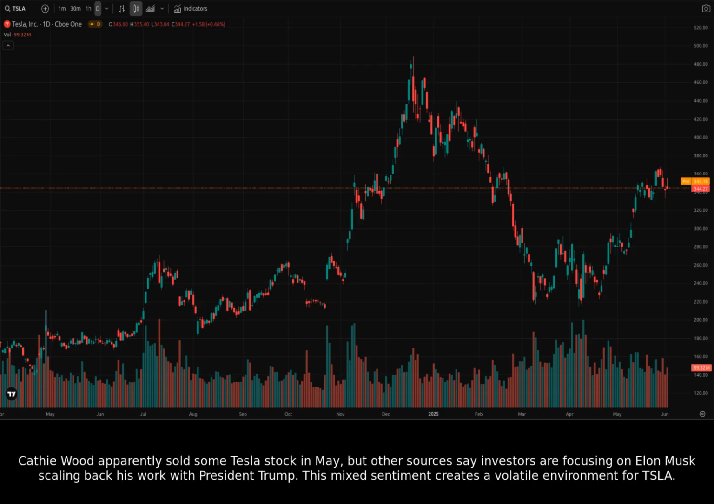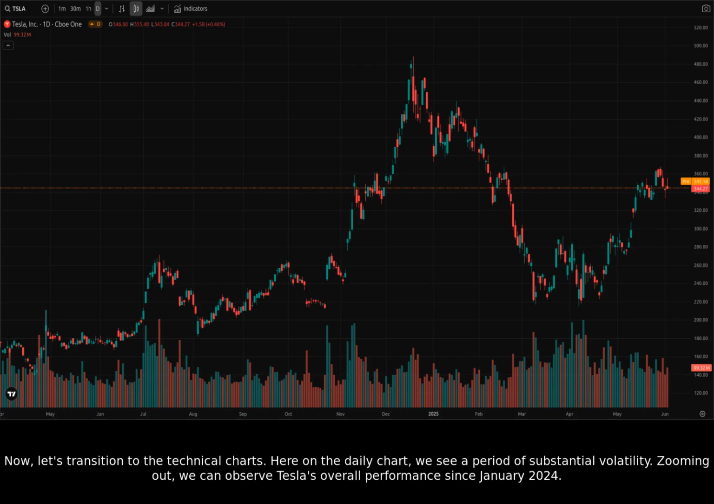Cathie Wood apparently sold some Tesla stock in May, but other sources say investors are focusing on Elon Musk scaling back his work with President Trump. This mixed sentiment creates a volatile environment for Tesla. Now, let's transition to the technical charts.